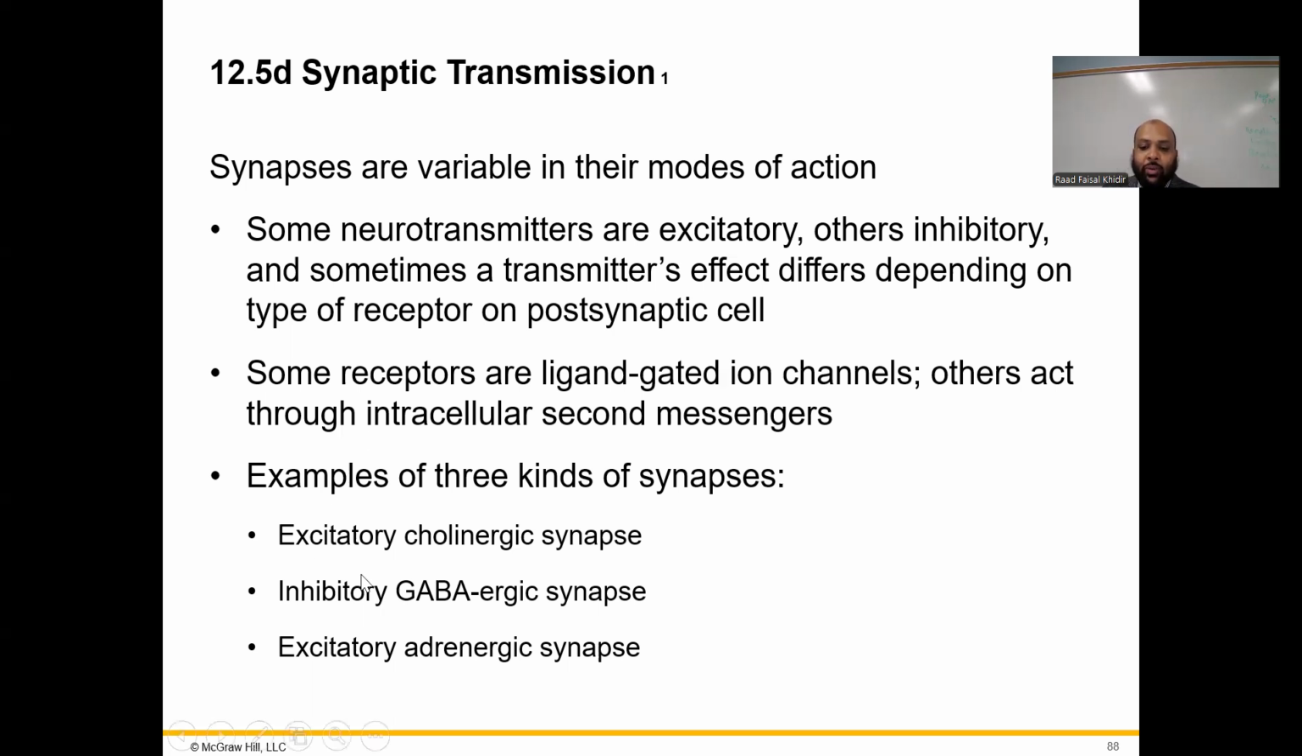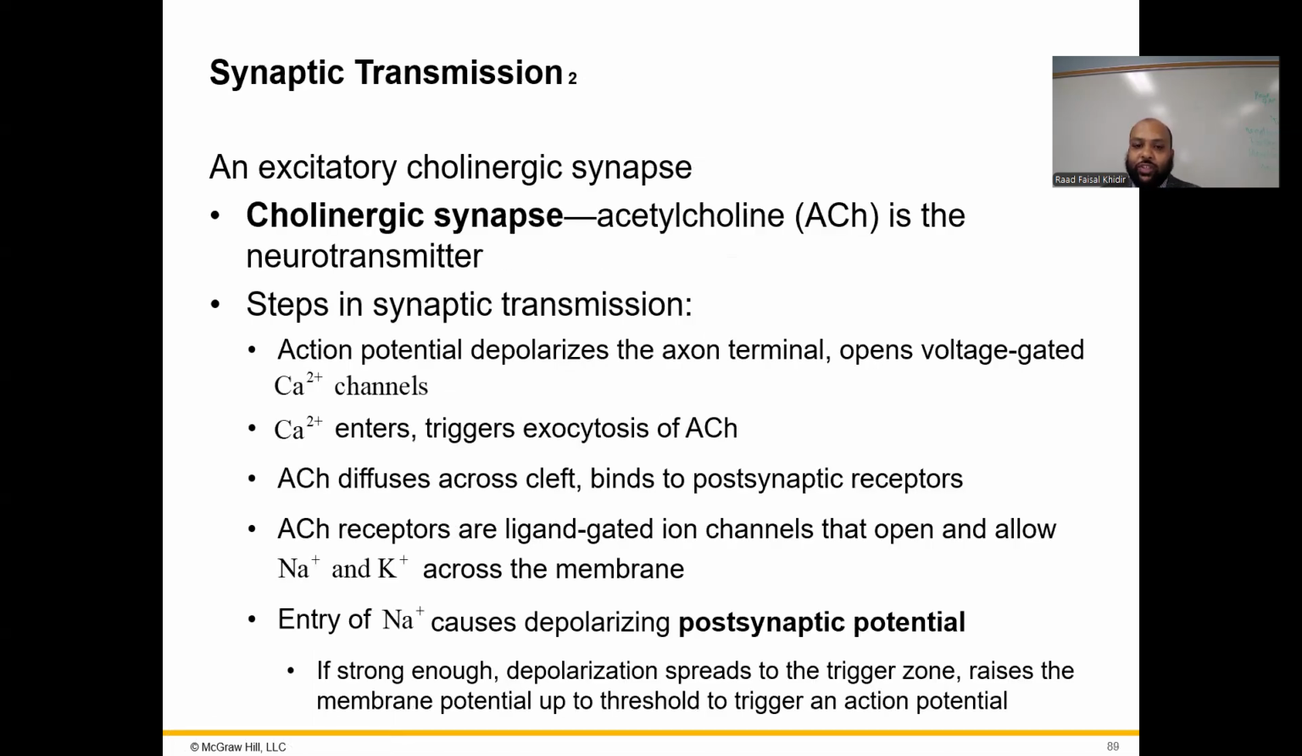There are also inhibitory GABAergic synapses. These are when GABA binds, that leads to down regulation, we will see. And excitatory adrenergic synapses, that is when your epinephrine, also known as adrenaline, causes the stimulation of a G-coupled protein receptor. So let's begin with an excitatory cholinergic synapse.